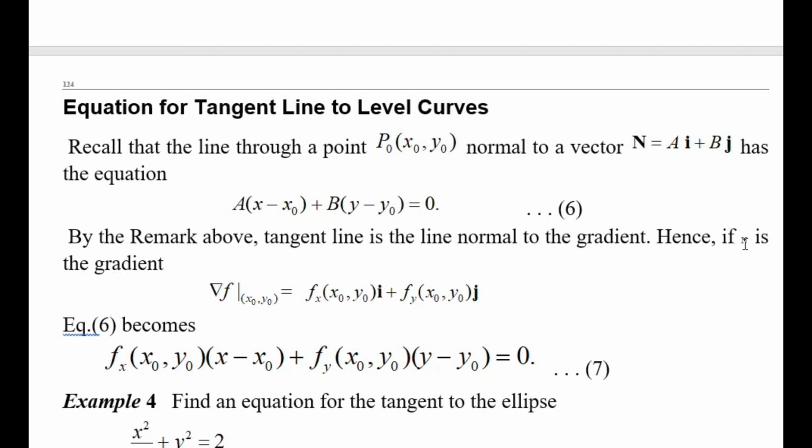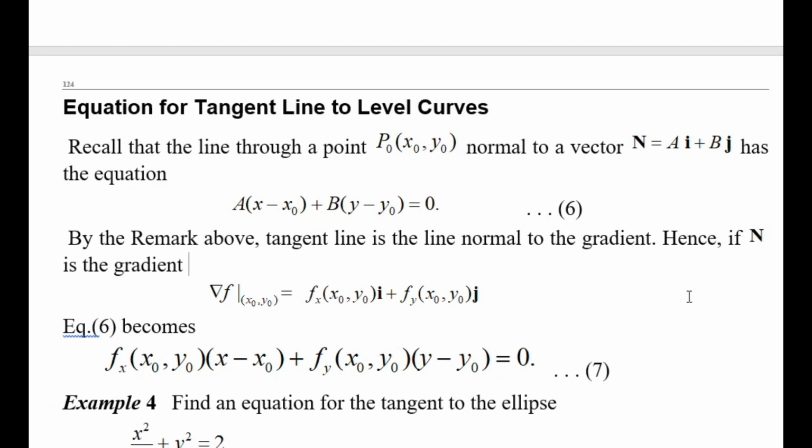Hence, if n is the gradient, grad f evaluated at (x0, y0), it is equal to fx(x0, y0) i plus fy(x0, y0) j. What is fx(x0, y0)? fx(x0, y0) indicates the partial derivative del f by del x evaluated at the point (x0, y0) i plus del f by del y evaluated at the point (x0, y0) j.